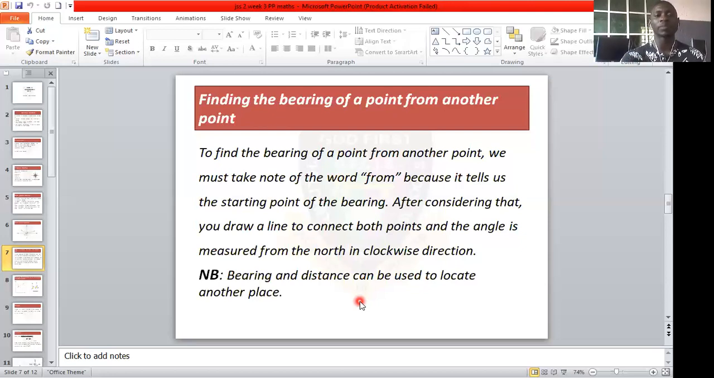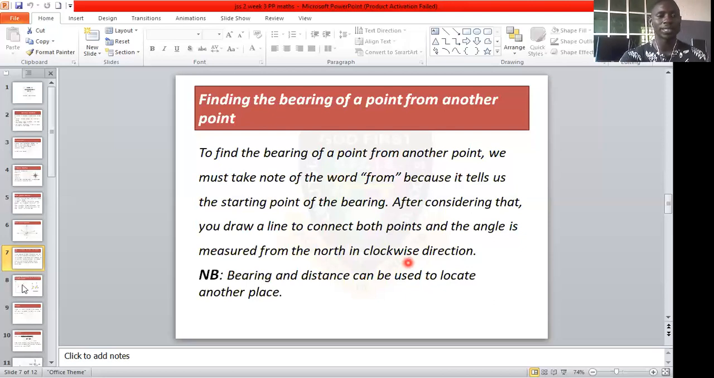In bearing, it's measured from what? North, in a clockwise direction. Like I said earlier, make sure you calculate it from the North Pole, and it's always in the clockwise direction. Don't take your measurement in the anti-clockwise direction. Note, NB: bearing and distance can be used to locate another place, which we discussed earlier.